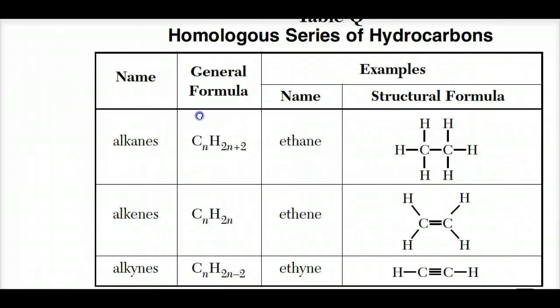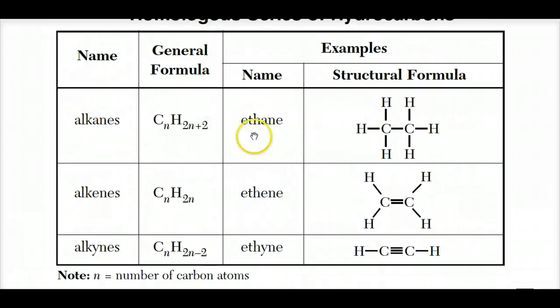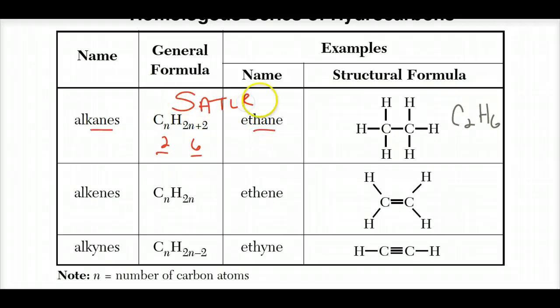You look at their examples, they give you ethane, which is C2H6. For 2 carbons, it has 6 H's. Look at the general formula. If I put a 2 here, 2 times 2 is 4, 4 plus 2 is 6. So if you've got 2 carbons, you're going to have 6 H's if you're an alkane. And alkanes are saturated. The reason why they're saturated is because they hold on to the maximum amount of H's possible.